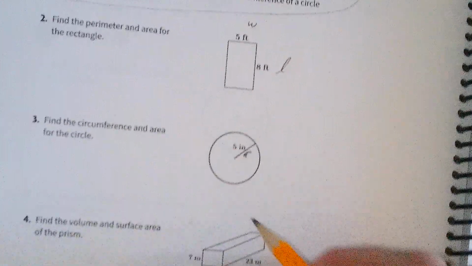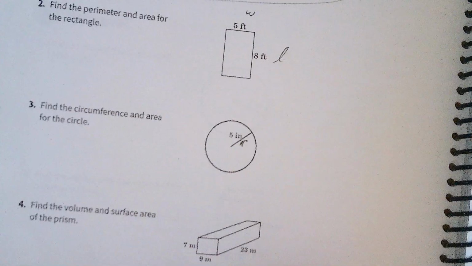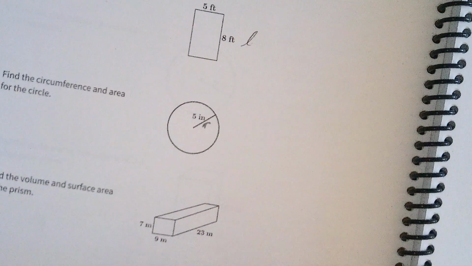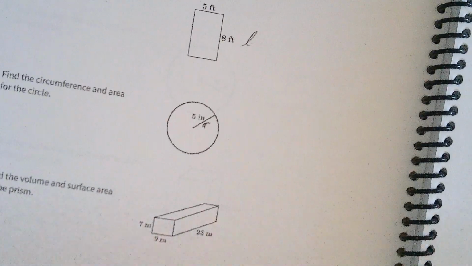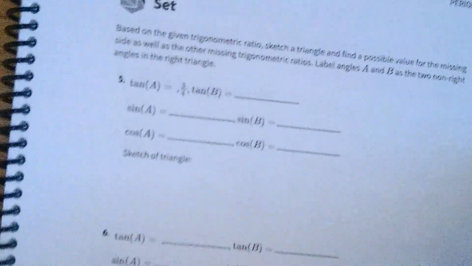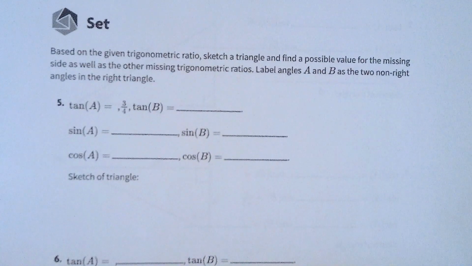Length, height, width on this prism. They're interchangeable because the formula is multiplying the length times the height times the width. So when you're multiplying, you can multiply in any order, so it doesn't really matter which of those you call the length and which ones you call the height and which ones you call the width. Let's get on to the geometry. In the set, that was geometry.